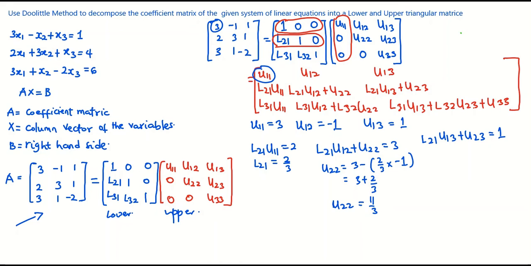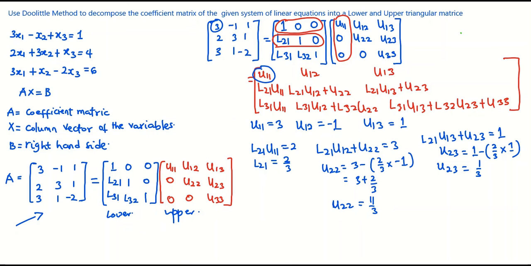We know the value of u21, we know the value of u13, so we can now find u23. So I'm going to get u23 to be equal to 1 minus L21, which is 2 on 3, multiplying u13, which is 1. So I'm going to get u23 to be equal to 1 minus 2 on 3. So you're going to get 1 over 3.